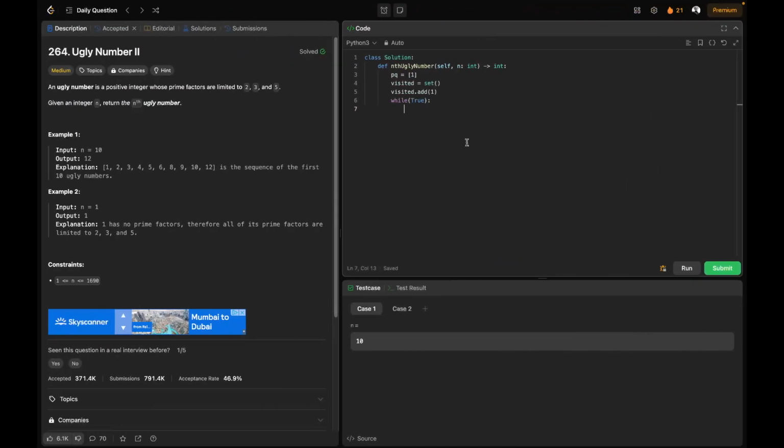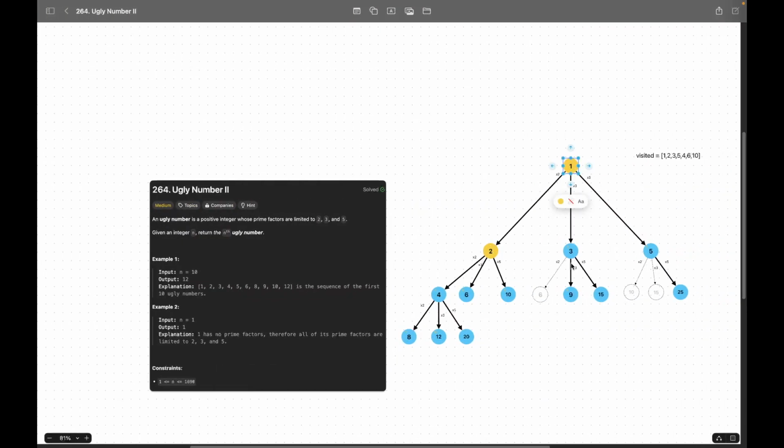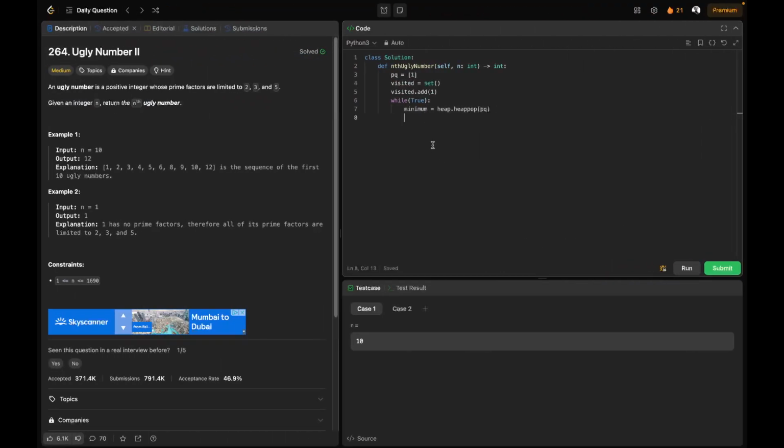We have to pop the minimum element from our priority queue, so I'll do heapq.heappop(pq). This will give us the minimum element. Before that, we have to increment some count, right? So I'll maintain a count, ugly_count is 0. Then I'll say ugly_count plus equal to 1. And if this count reaches our desired value n, then we return the number, which is the minimum only. So that was our return case.